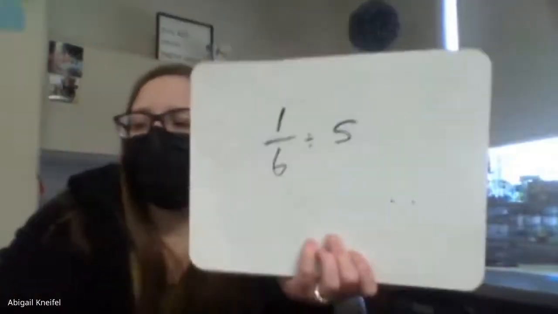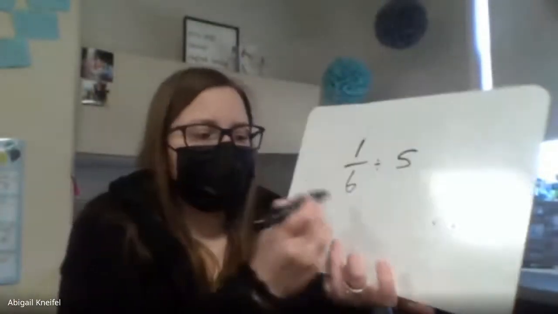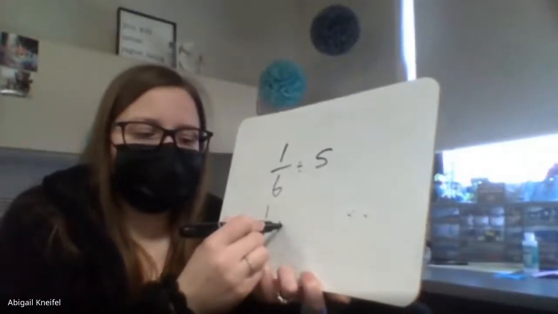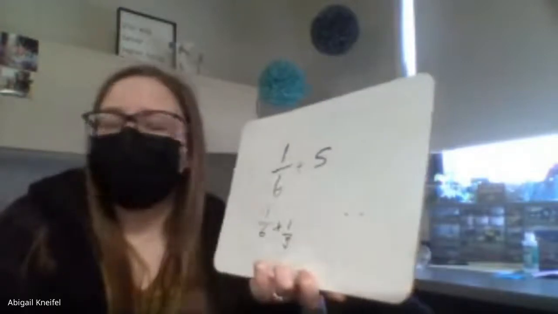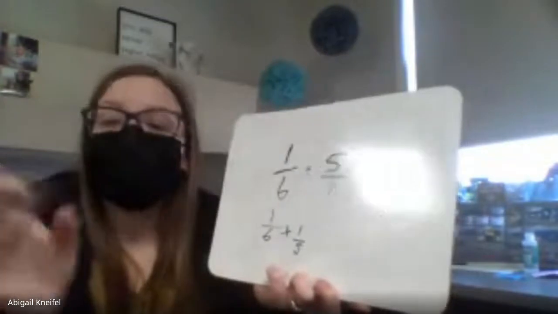All right, Michaela's going to talk us through the problem. Tell me what to do, Michaela. 1/6 divided by 5, and you put 1/6 times 1/5. Why do we do that though? Because originally it was 5/1, and then we do the multiplicative inverse, so then it becomes 1/5. Then what do we do, Michaela? And then you times 6 by 5, and 1 times 1 equals 1. Yep, then we multiply them straight across. 1/30th.